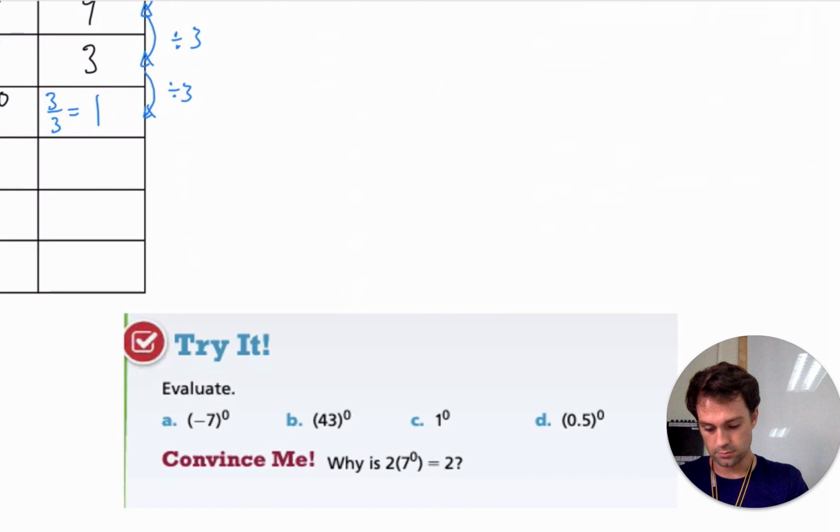A is 1. B is 1. C is 1. D is 1. Okay? So go ahead and convince me in the EdPuzzle video, why is 2 times 7 to the power of 0 equal to 2?